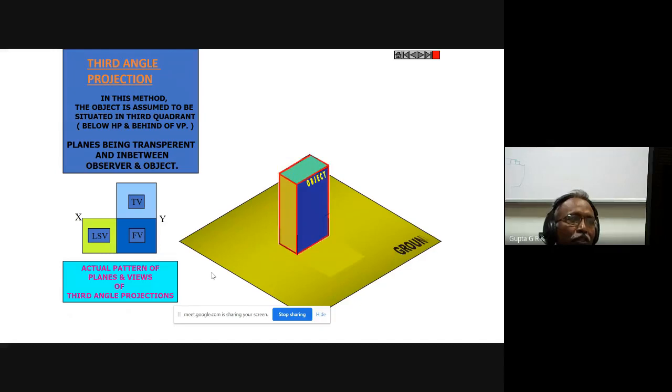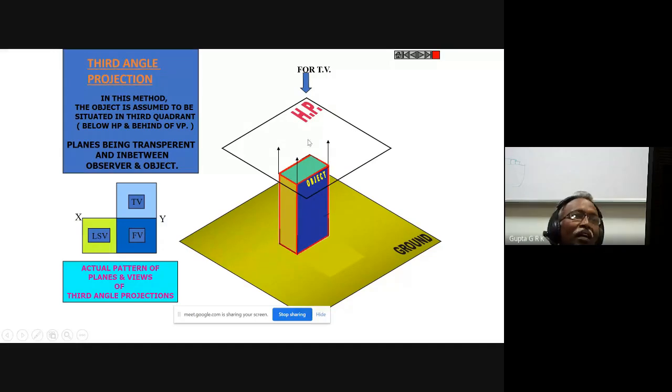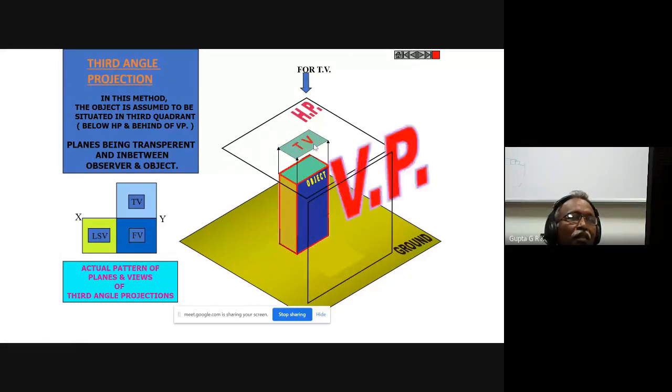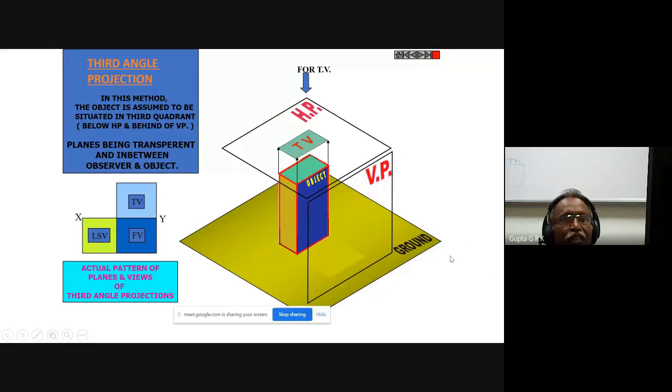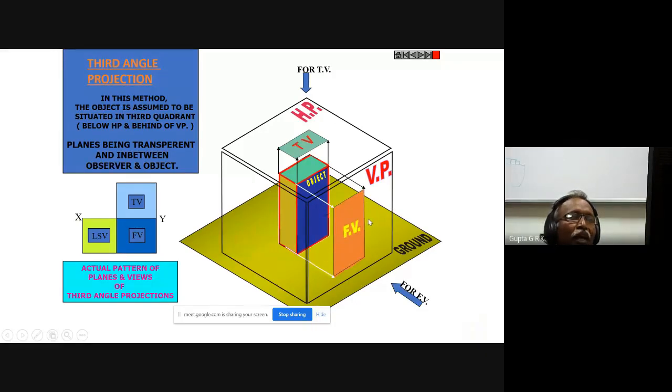And when you see the third angle projection, for top view, I have to assume this plane to be transparent, and when I am seeing it, the image comes here. And for the VP also, I am standing here. Again, I have to assume this VP to be transparent, and the image falls here. And if I stand here again, wherever I am seeing it, the view comes onto the same side. Like this, the reference plane is in between the observer and the object.